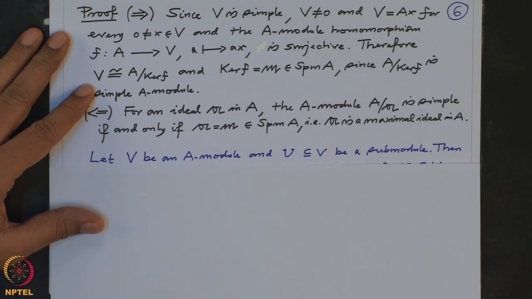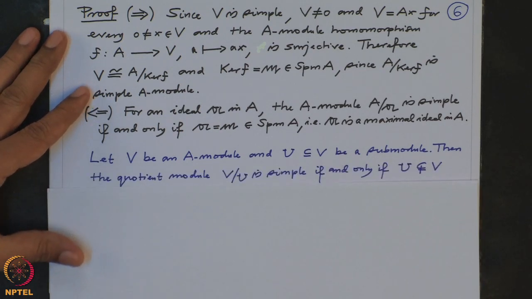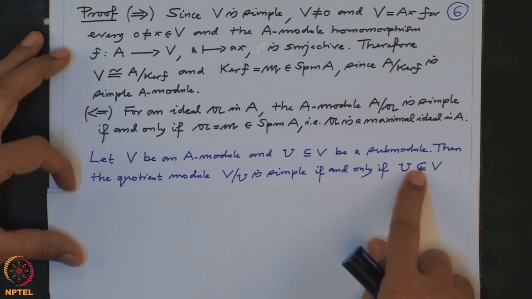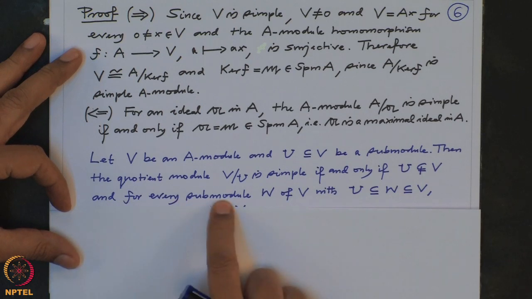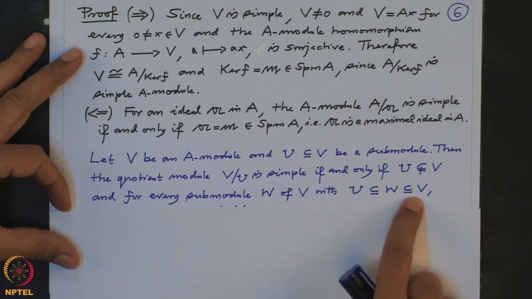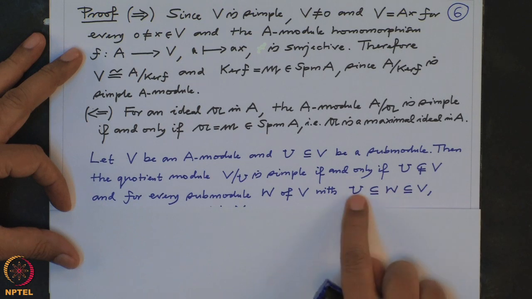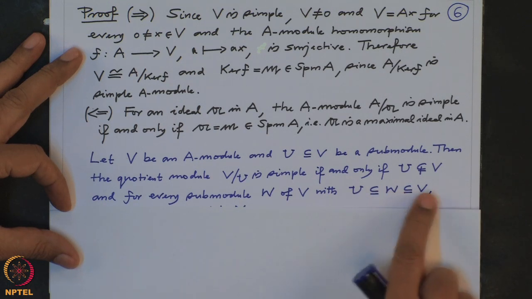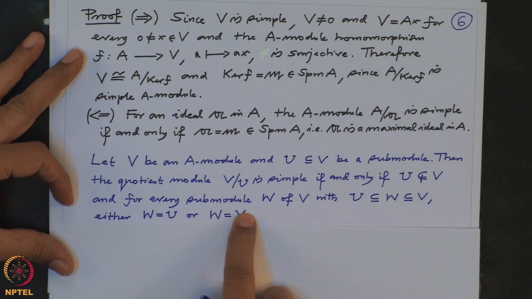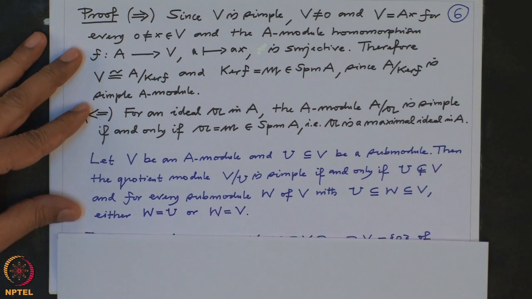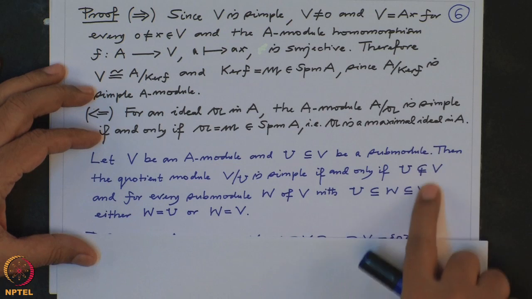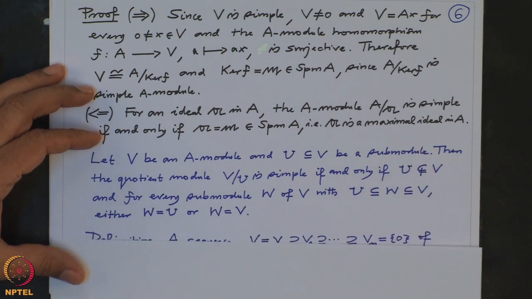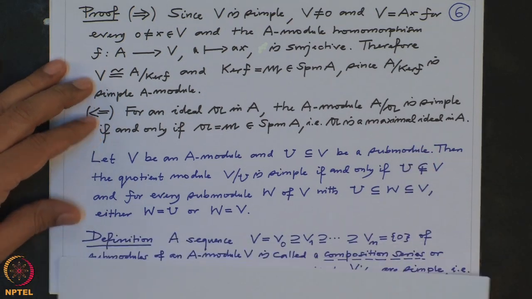Alright, if you have a module V and a submodule U, then the quotient module V by U is simple if and only if, first of all, U is a proper submodule and every submodule W in between has either U equal to W or W equal to V. So, this is like a maximal ideal. The quotient module is simple if and only if there is no proper submodule in between the module V and the submodule U.